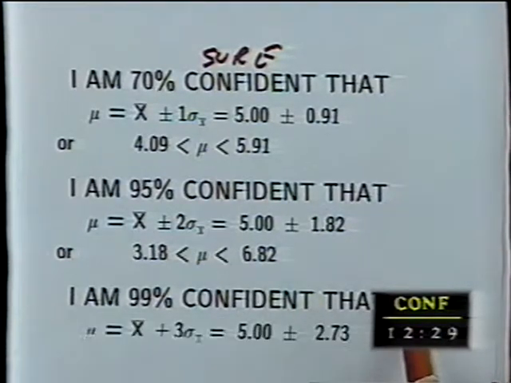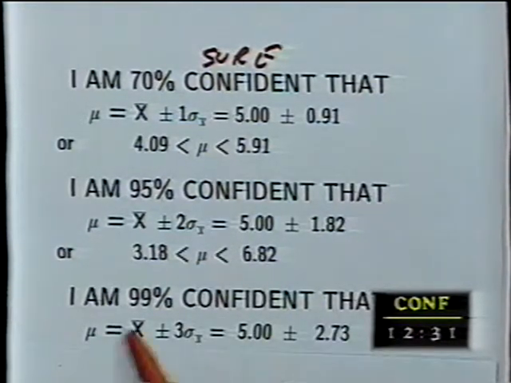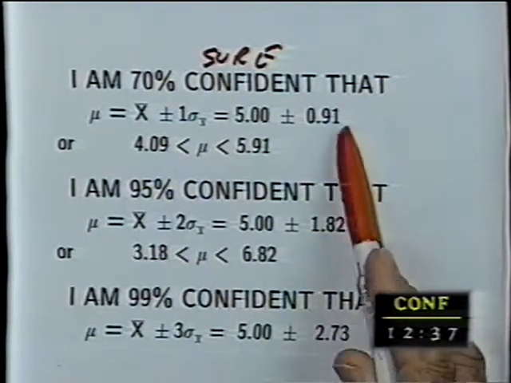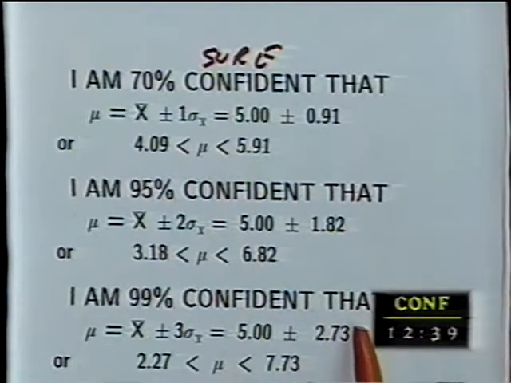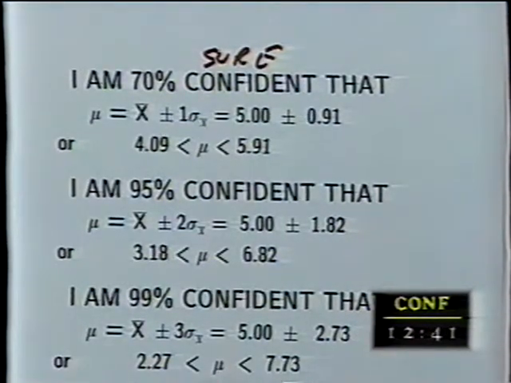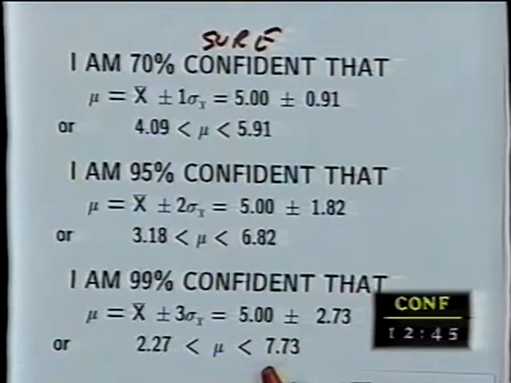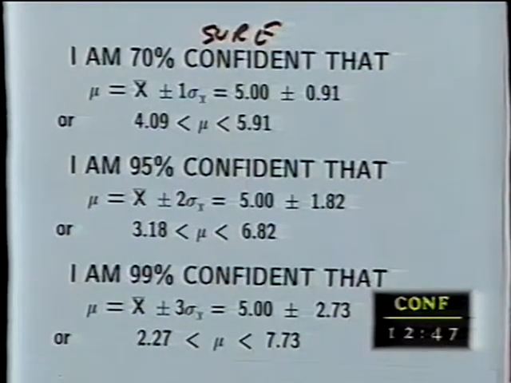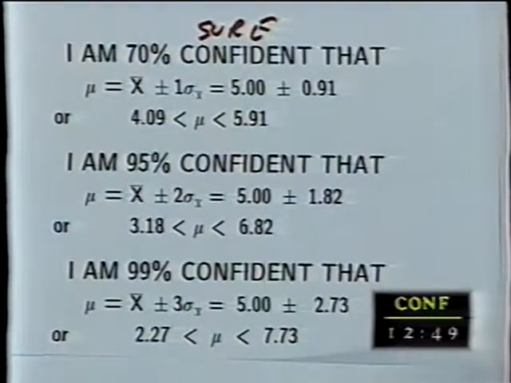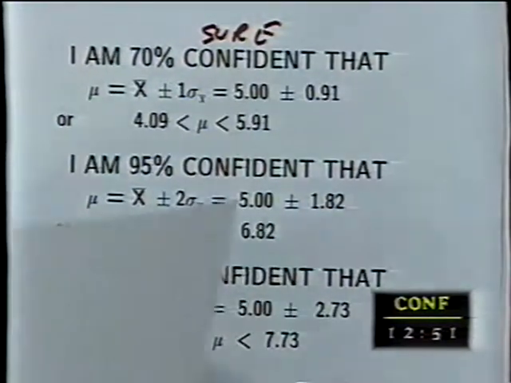99% confident that the mean is within 3 standard errors of the average. 5 plus or minus 2.73, 3 of these. If I add and subtract, I am 99% confident that the mean is somewhere between 2.27 and 7.73. Those are called confidence intervals.